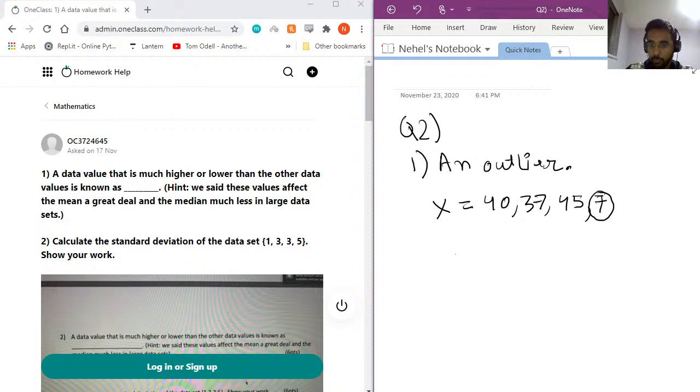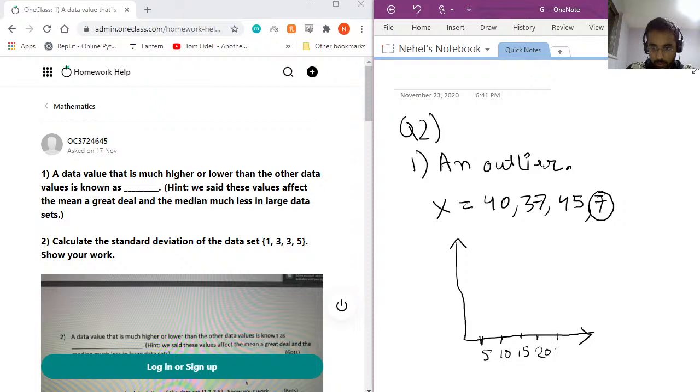So if I were to plot a histogram of this data set, basically what it would look like is, okay, let me just try that again. Okay, much better. So we would have, let's say, our number 5 here, 10, 15, 20, and so on.